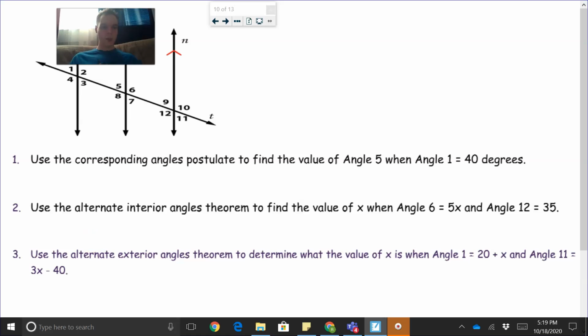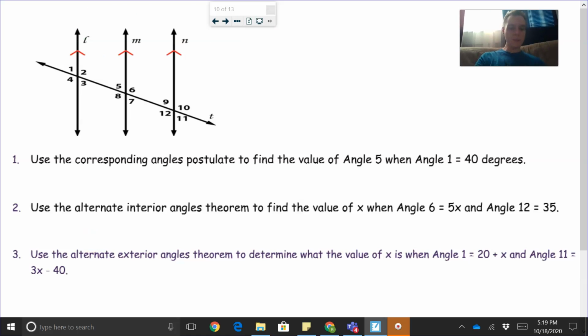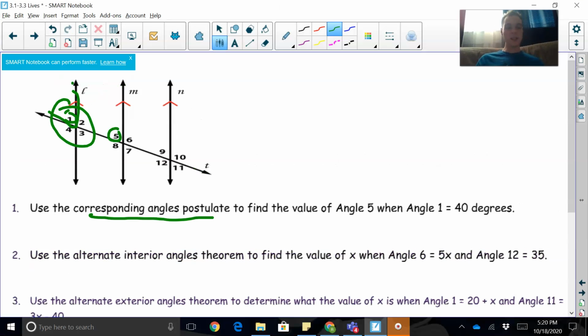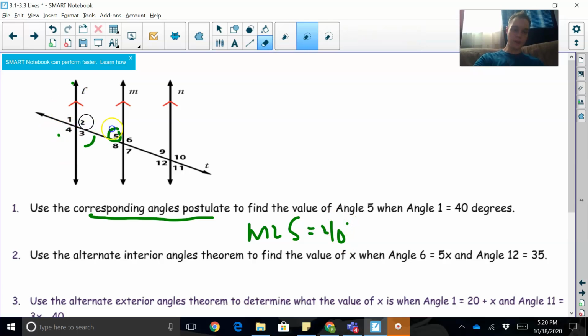So let's practice now, using this diagram and the corresponding angles postulate. Find the value of angle 5 when angle 1 is 40 degrees. Well, those two are in matching sections. If I copied all 4 of those angles, picked them up, and put them on line M, there'd be matching corners. So therefore, the measure of angle 5 is going to be 40 degrees, because those are corresponding angles, and they're congruent.